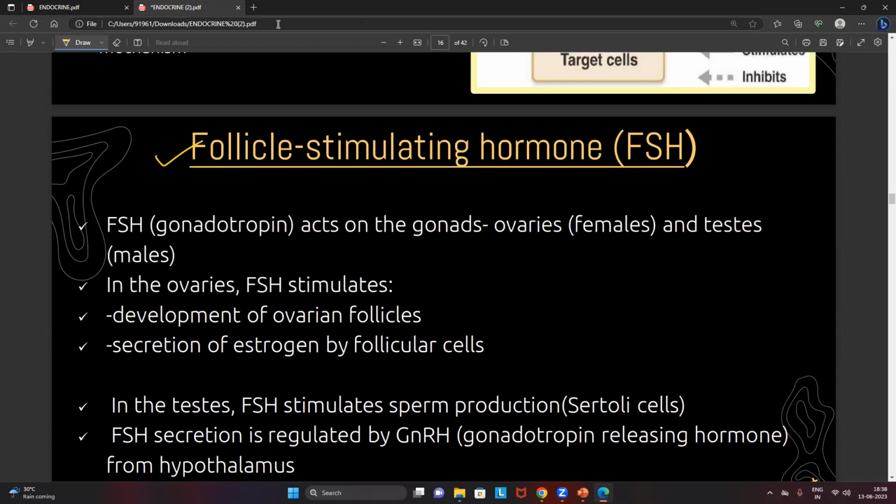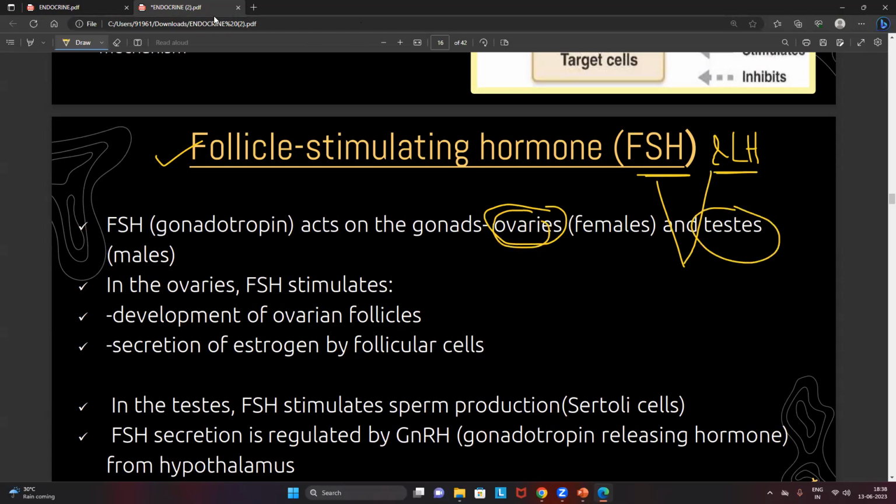Let me tell you one very common point to all of you. Follicle stimulating hormone as well as luteinizing hormone. All the students listen to my words. These two hormones are acting on the gonads. What I mean to say is, FSH also acts on the ovaries, LH also acts on the ovaries. FSH also acts on the testes and LH also acts on the testes. But friends, the way they act is entirely different.